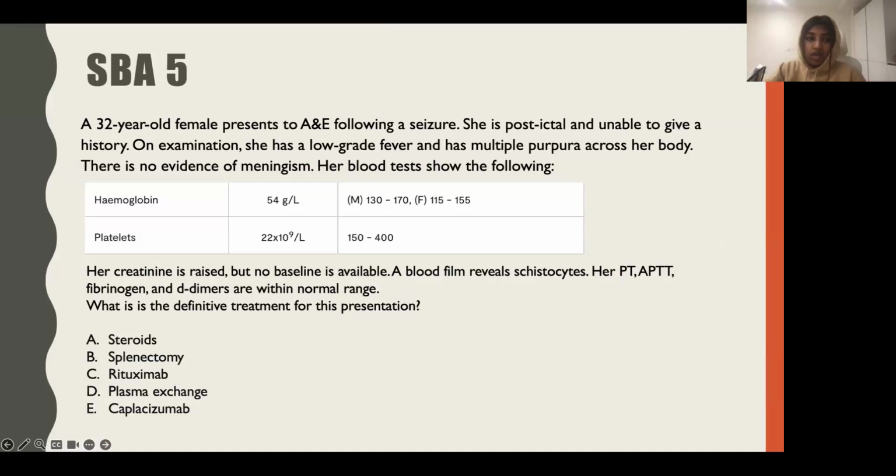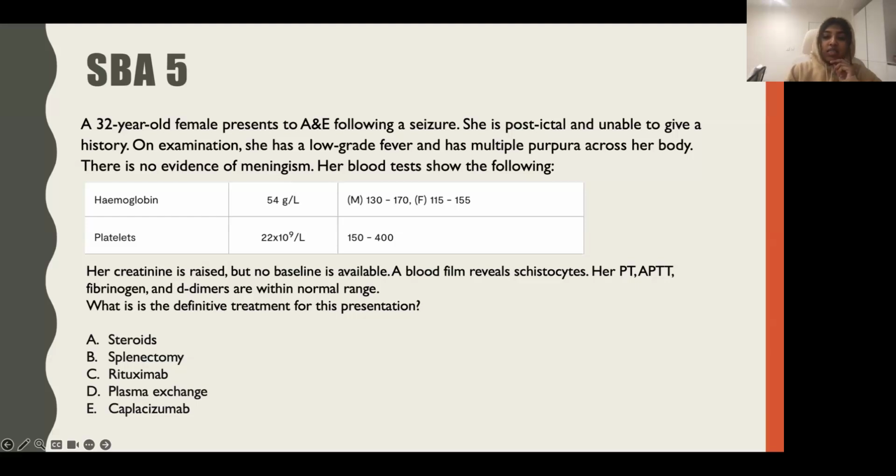So here's your next SBA. A 32-year-old female presents to A&E following a seizure. She is post-ictal and unable to give a history. On examination, she has a low-grade fever and has multiple purpura across her body. There is no evidence of meningism. Her blood tests show the following. Her creatinine is raised, but no baseline is available. A blood film reveals schistocytes.